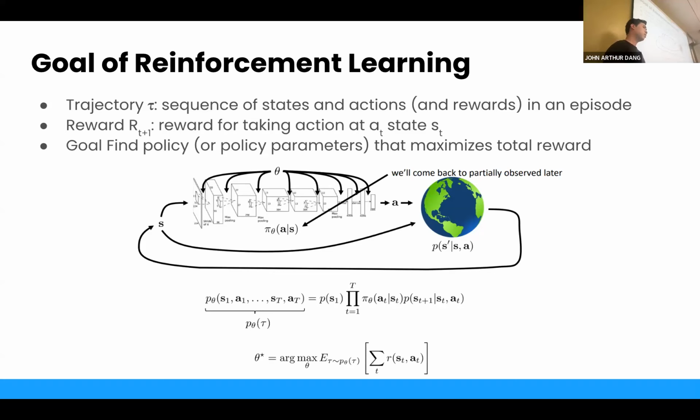So does that mean the model also changes, or do we keep the model the same? Yes, we'll get to that in a little bit, but in general, the model does change during training.